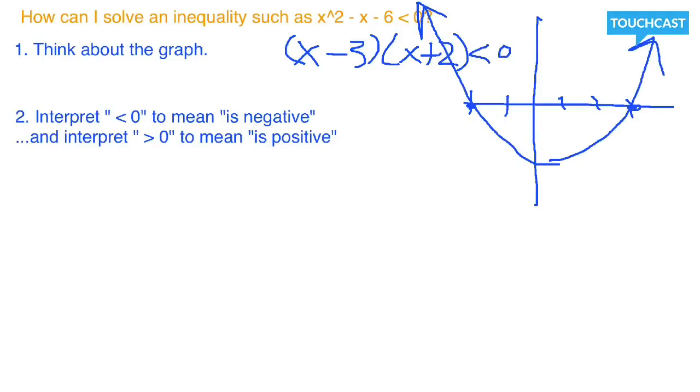My original inequality that I wanted to solve was x squared minus x minus 6 is less than 0. So my second piece of advice here is to interpret that less than 0 to mean is negative. So what I'm really looking for is any x that makes this original inequality true. That's going to be any x which makes this parabola, x squared minus x minus 6, negative. Now that I have a sketch, and again this is just a sketch, it can help me a lot.